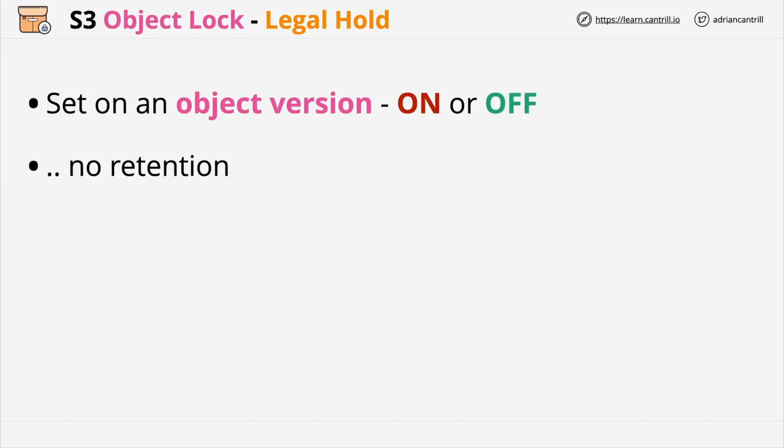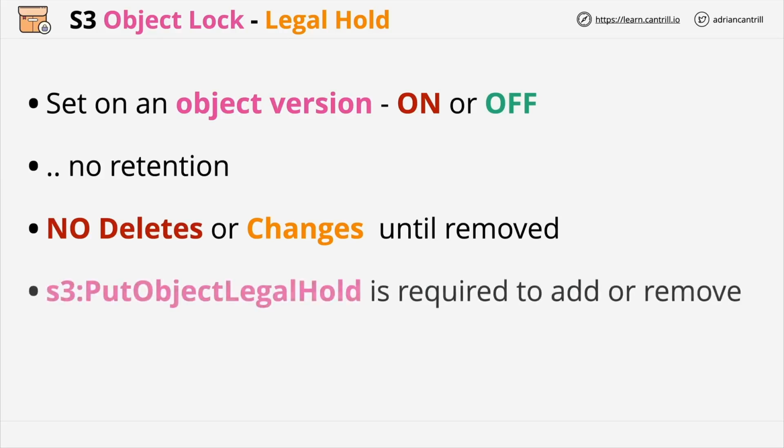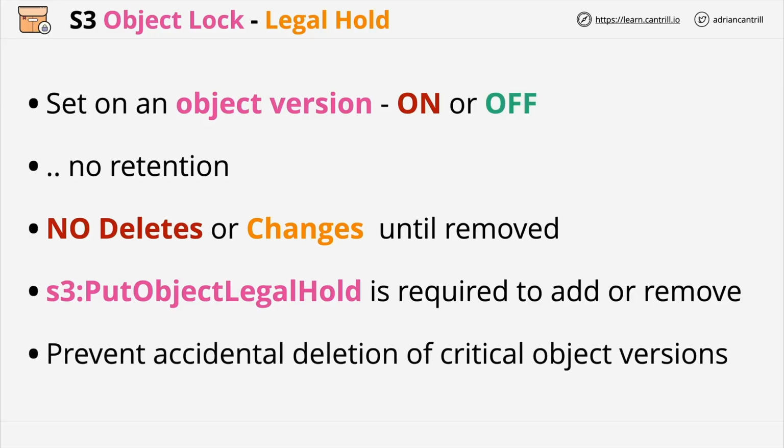While legal hold is enabled on an object version, you can't delete or overwrite that specific object version. An extra permission is required, which is S3:PutObjectLegalHold, and this is required if you want to add or remove the legal hold feature. And this type of object locking can be used to prevent accidental deletions of object versions or for actual legal situations when you need to flag specific object versions as critical for a given case or a project.